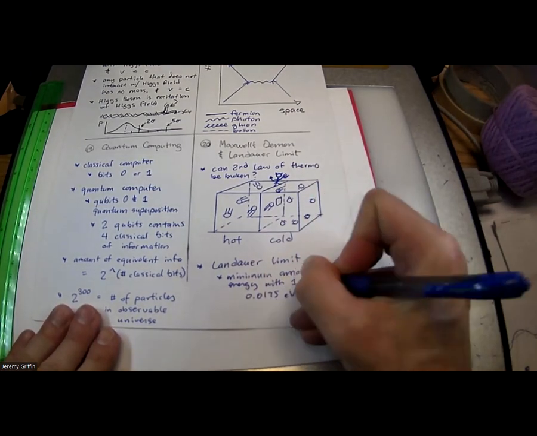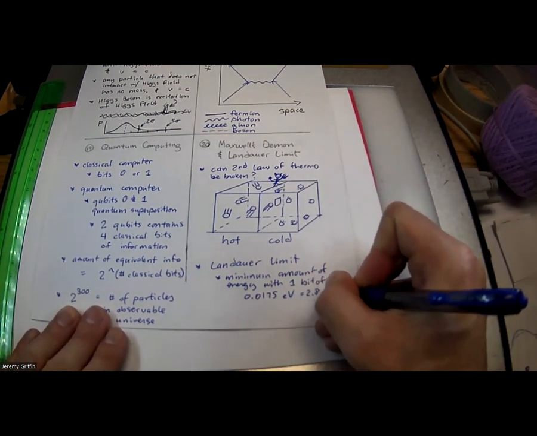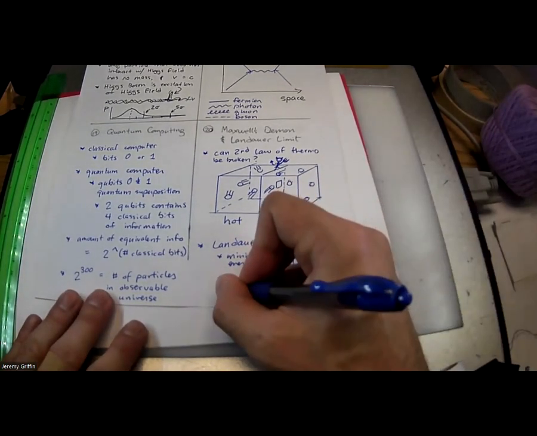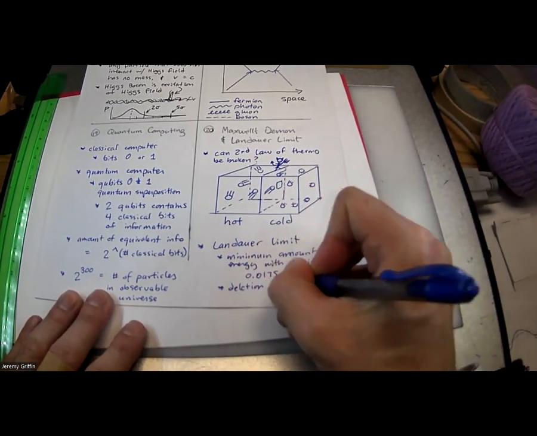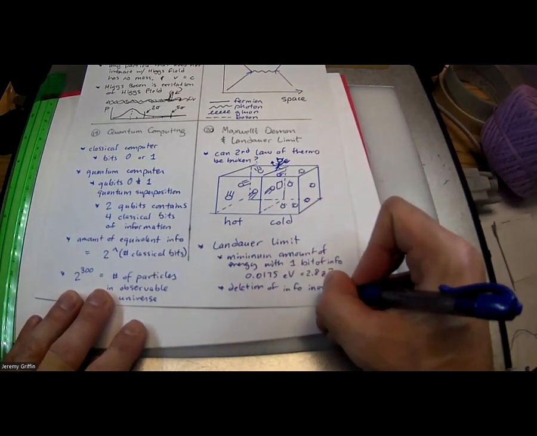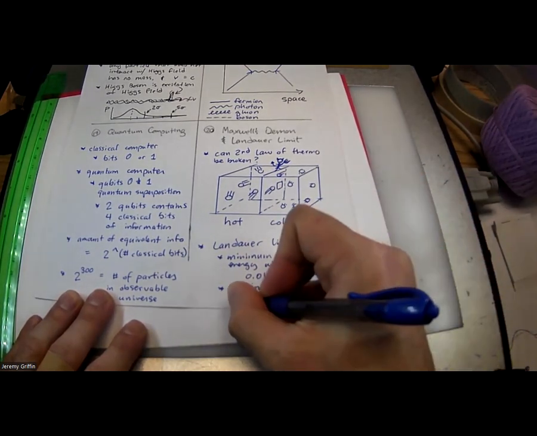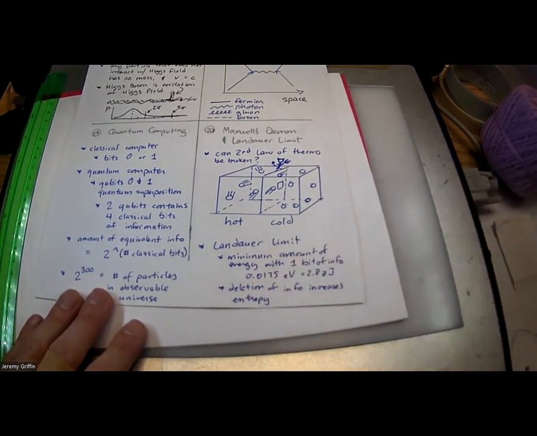0.0175 electron volts. You could also call that 2.8 zeta joules, so a tiny, tiny, tiny, tiny amount of energy. Okay? And the deletion of that information necessarily increases the entropy of the system or in the universe.